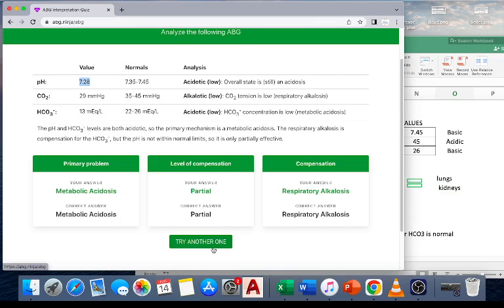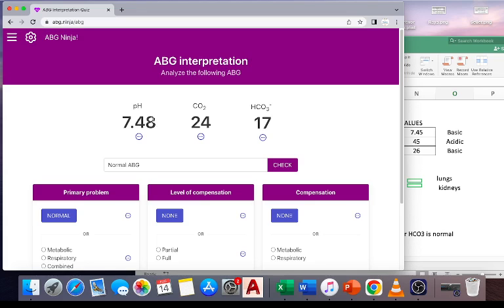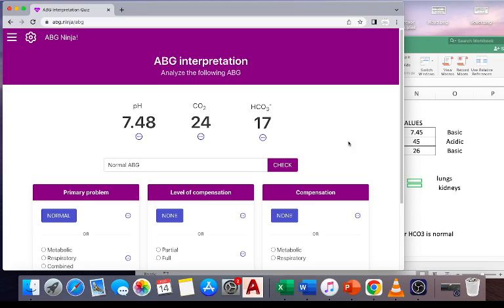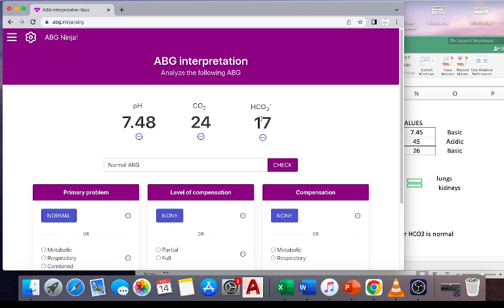Let's try another one. Same drill, 7.35 to 7.45. Let's put them here first. Okay, so pH is basic. CO2 is 24, and the normal is 35 to 45. If it's below 35, it's basic. So I'd put PaCO2 basic here.